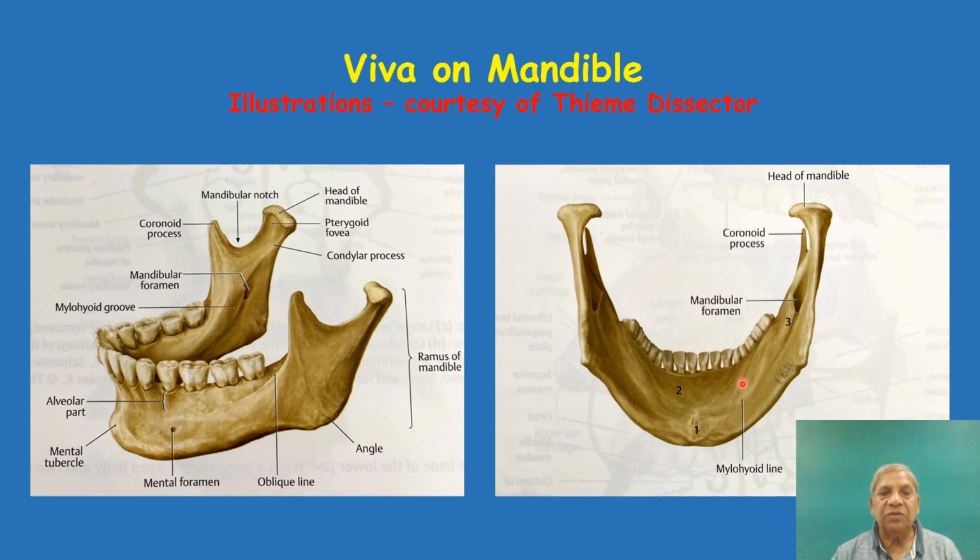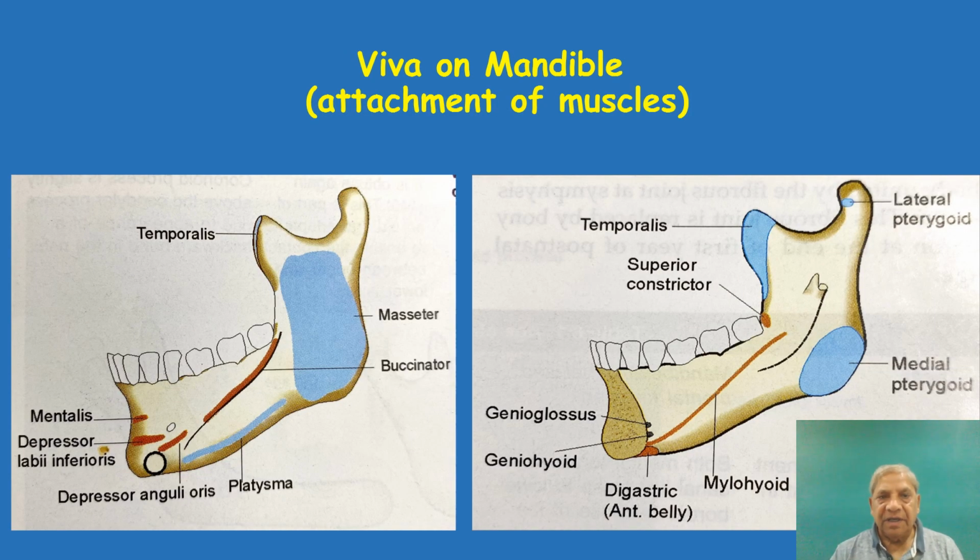Then we go to the various soft tissue relations of this mandible. Then he will ask you what are the attachments of the muscles, where are they. Important muscles attached to the mandible are the muscles of mastication, that is temporalis, and you say that the temporalis is attached to the coronoid process mostly at its apex, anterior border and on the medial surface.